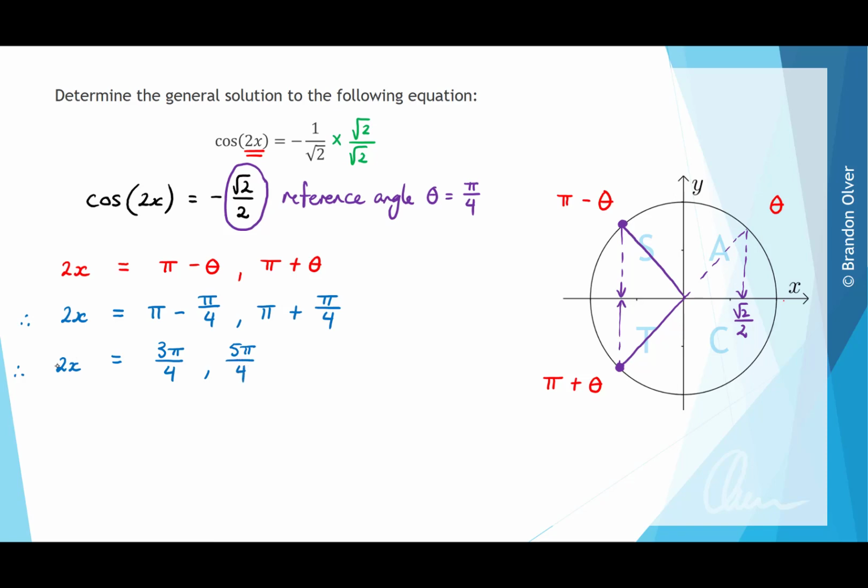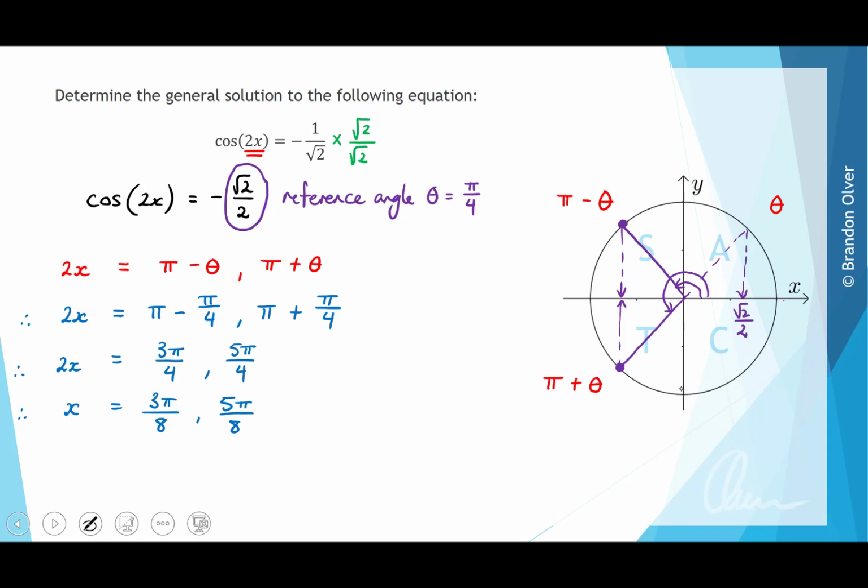However, we're solving for x, so we need to divide both of these solutions by 2. So that will give us x is equal to 3 pi divided by 8 and 5 pi divided by 8. So far we've found x is 3 pi on 8 and 5 pi on 8 are two specific solutions. And those solutions occur if we go once around the unit circle. So if we go around to 3 pi on 8, that's that position. Or if we go around to 5 pi on 8, that's that position.